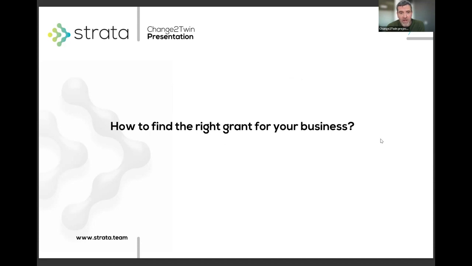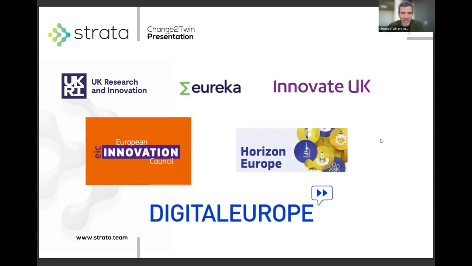So how to find the right grant for your business, how to understand if, for instance, Change2Twin is a good grant for you, or if the EIC Accelerator is the grant for you. I think, as you can see here, there are many. I just put here some logos of some organizations. I personally work a lot in the UK, so that's why I have several UK-based organizations here, but in every country there are many organizations providing funding, and it's difficult to understand which one is the right one for you.